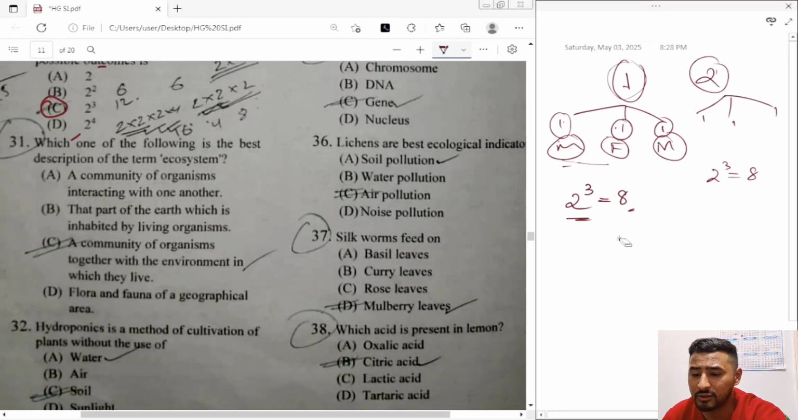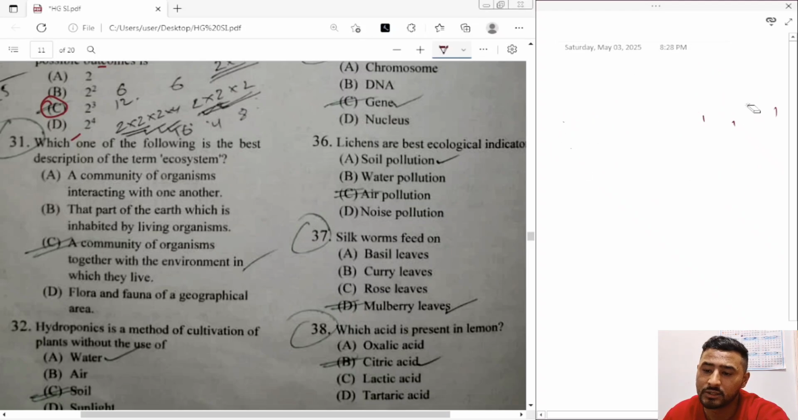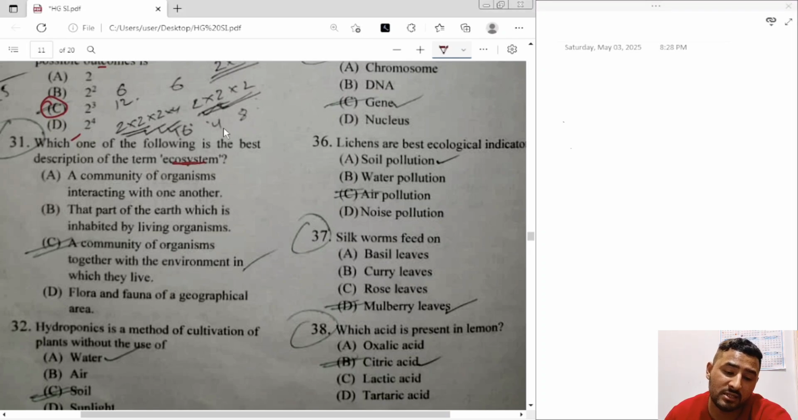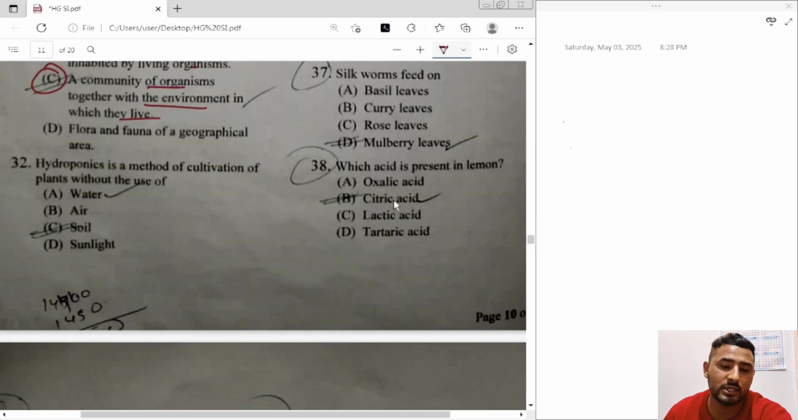Now these are all science questions. So let's see the first question, 31. Which one of the following is the best description of the ecosystem? A community of organisms interacting with one another. The part of the earth which is inhabited by living organisms. A community of organisms together with the environment in which they live. So option C is the correct answer. It is a community of organisms, both living and non-living, all living together. That is called an ecosystem.